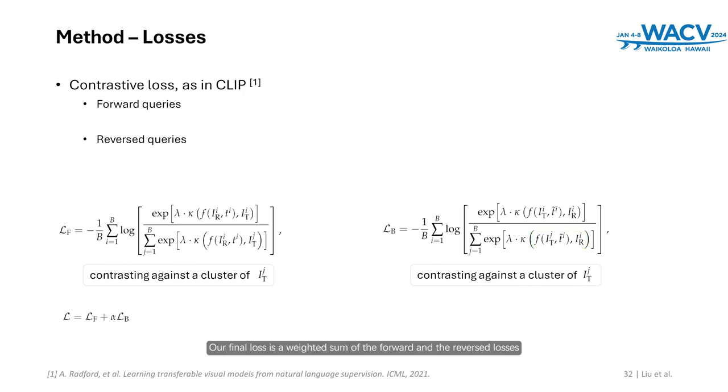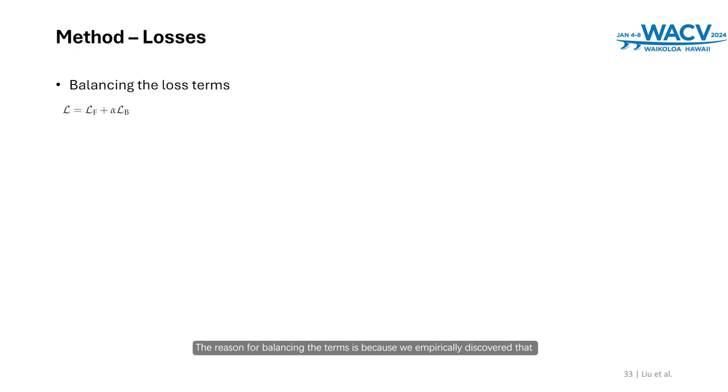Our final loss is a weighted sum of the forward and the reversed losses, where alpha is a hyperparameter that balances the weight of the two terms. The reason for balancing the terms is because we empirically discovered the reversed loss is always much higher than the forward one, and it could harm the training. And that is likely caused by the false negatives present in the reversed queries. In essence, a one-to-one mapping in the forward path can easily become one-to-many when reversed, due to the nature of the reversed text being underspecified.